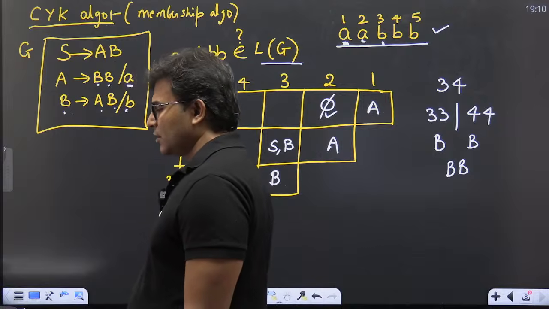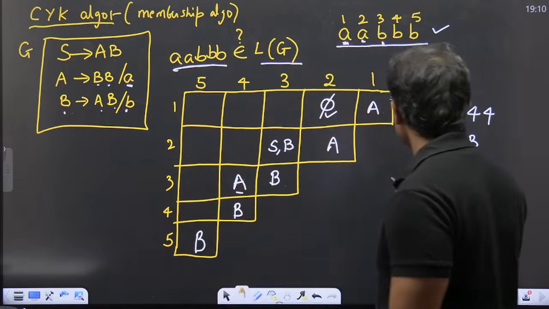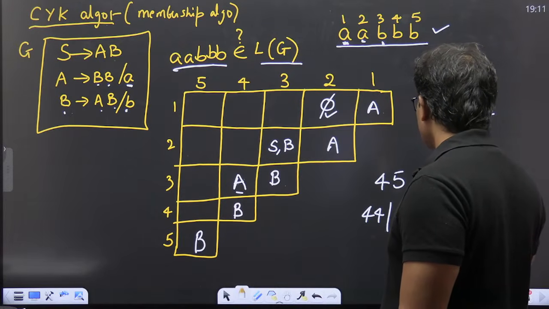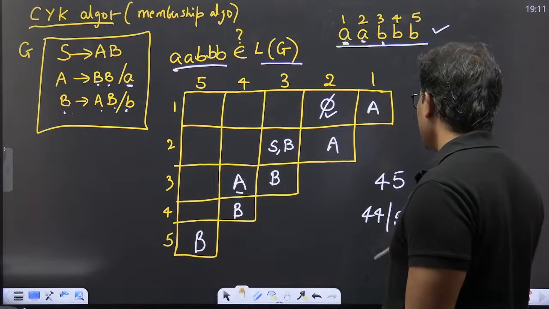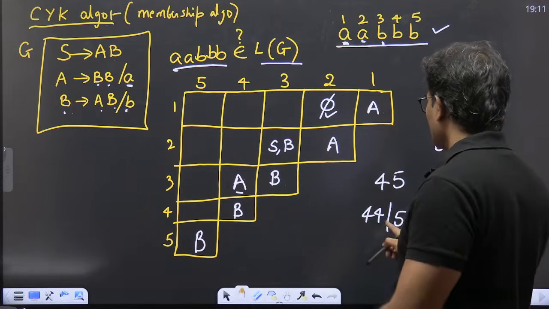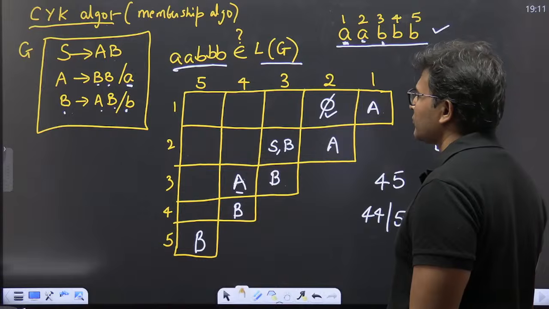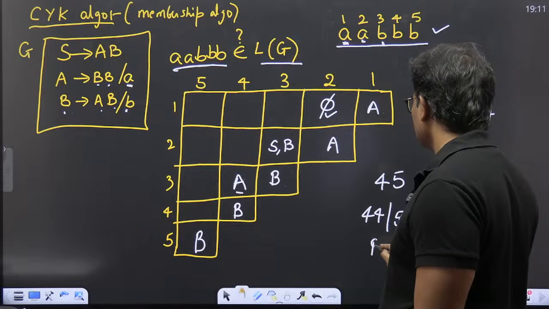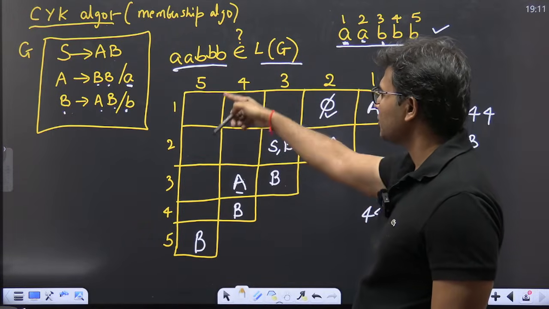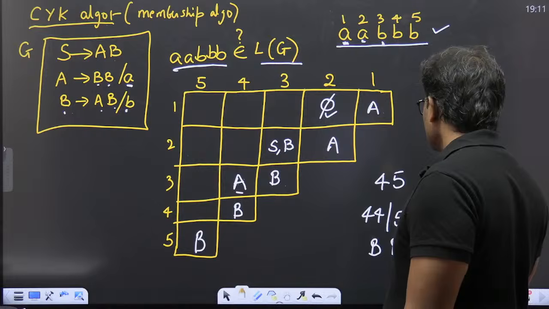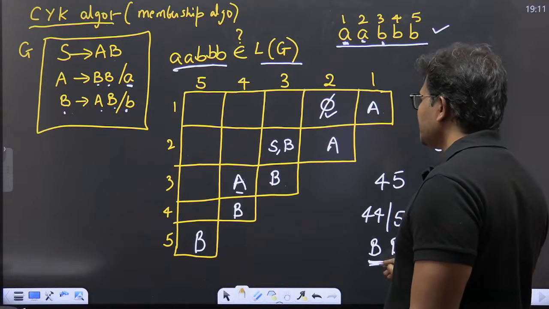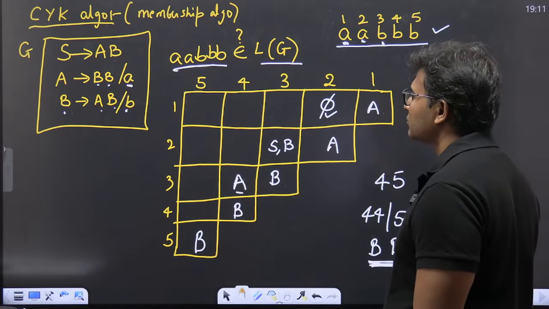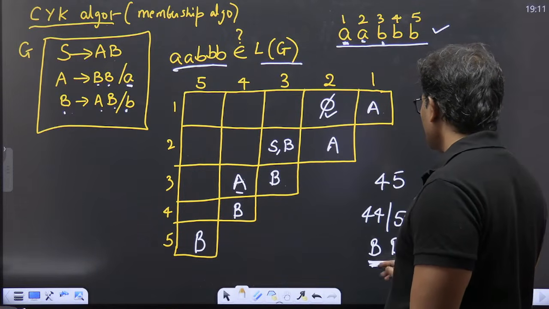Right? Now what about 4, 5? 4, 5 has 4, 4 and 5, 5. Now what is 4, 4? Go into this table. 4, 4 is B and what is 5, 5? Go into this table. 5, 5 is B. So 4, 4 and 5, 5 is BB.